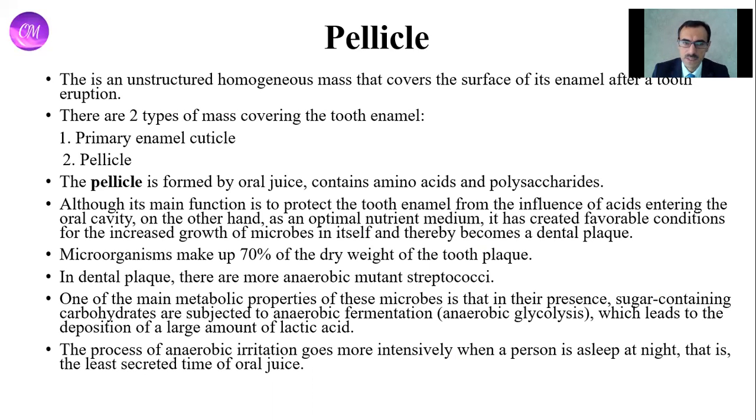So the microorganisms make up 70% of the dry weight of the dental plaque. In dental plaque, there are more anaerobic mutans streptococci. One of the main metabolic properties of these microbes is that in their presence, sugar-containing carbohydrates are subjected to anaerobic fermentation, that we call the anaerobic glycolysis, which leads to the deposition of a large amount of lactic acid. The process of anaerobic fermentation goes more intensively when a person is asleep at night, that is at the least secreted time of oral juice.